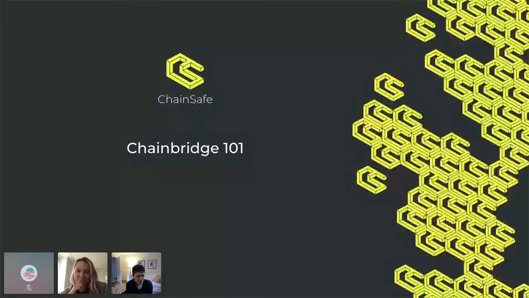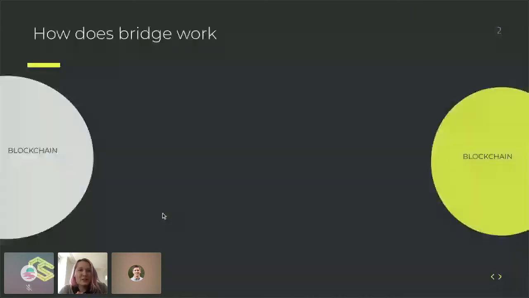Hey everyone, my name is Polina, and I'm here to talk a little bit about ChainBridge and do just a little dive on how it works and what we have with the bridge now. So let's start with how does the bridge work? We have two blockchains, the circles on the left and the right, and we need to pass messages from one to another.